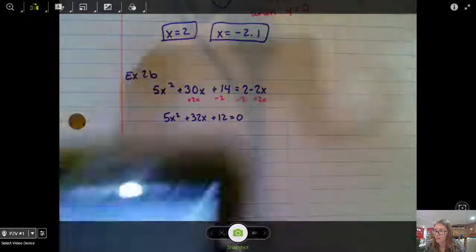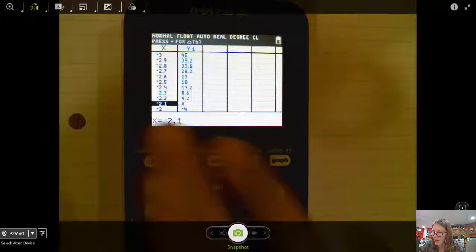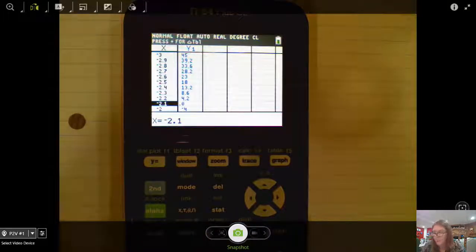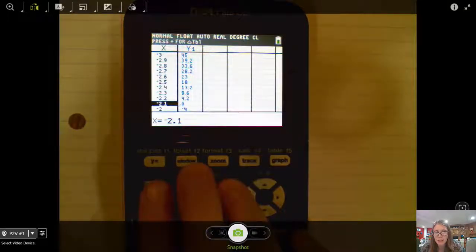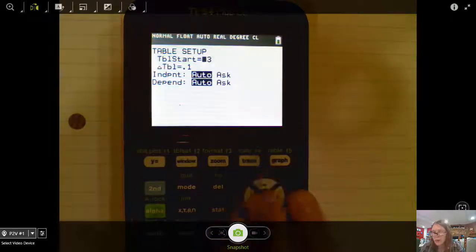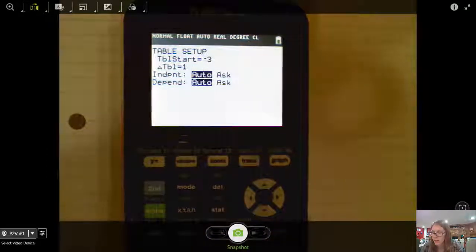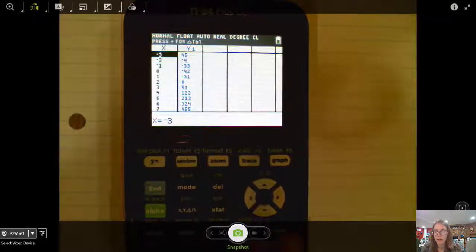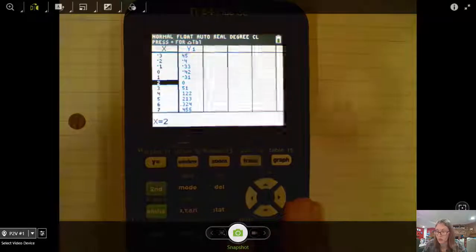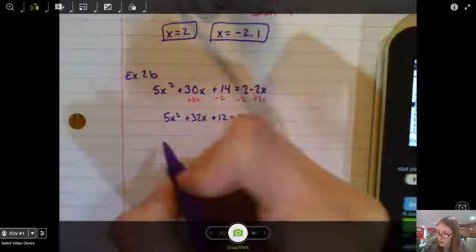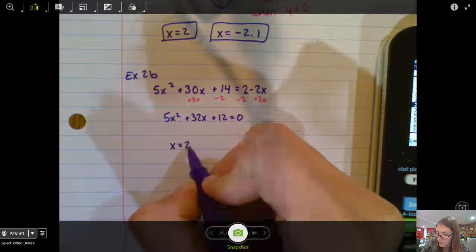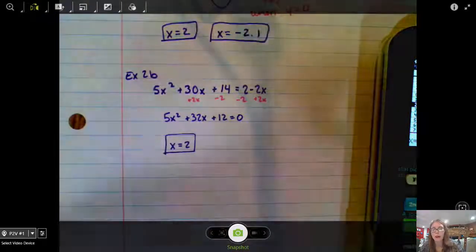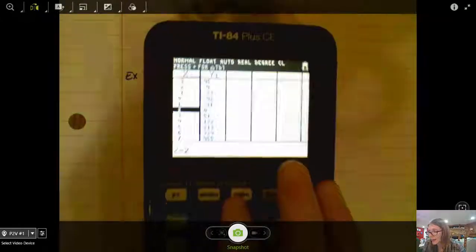Let's use our technology. Okay, right now I'm in my table from my last example, and it's sometimes helpful to go back to your table set and change this delta table back to 1 so that our table is going up by ones. Okay, keep in mind I want to find when my y value is 0. And I see one situation right away, when x is 2. That's one x-intercept, but we might have a second.